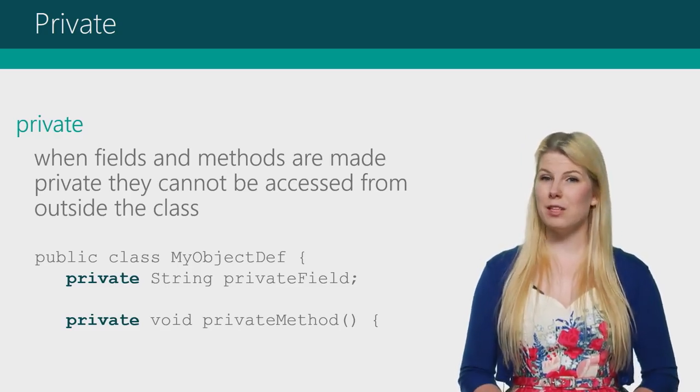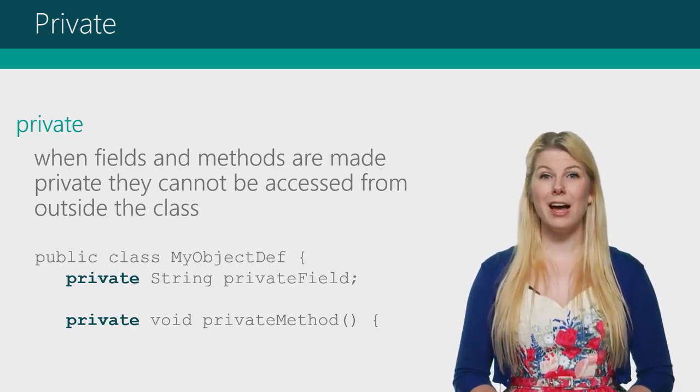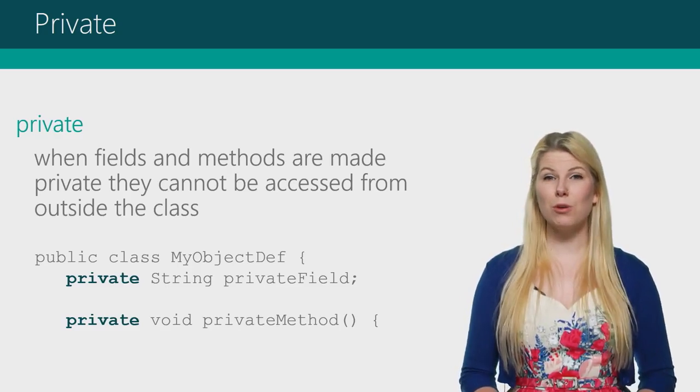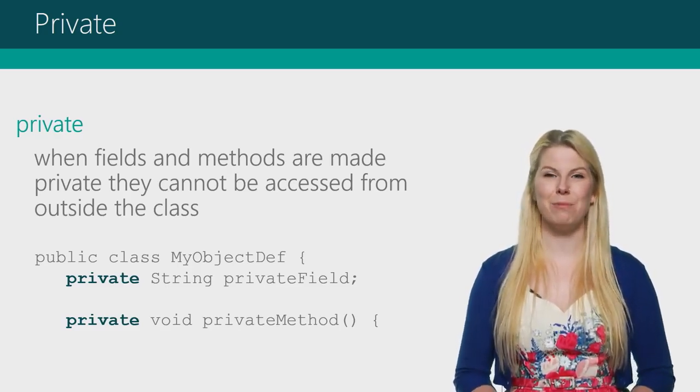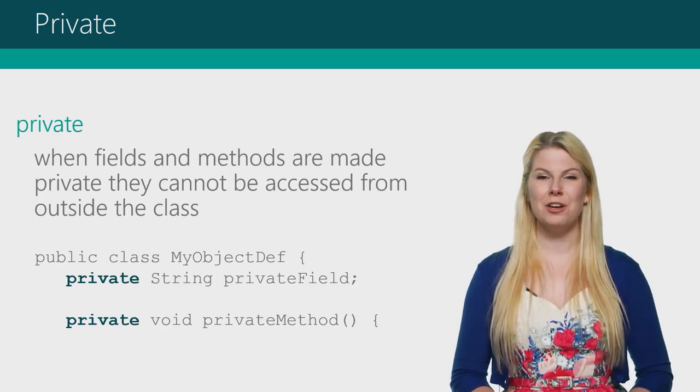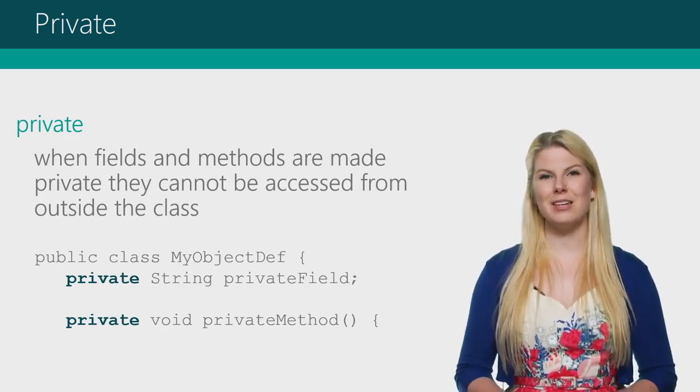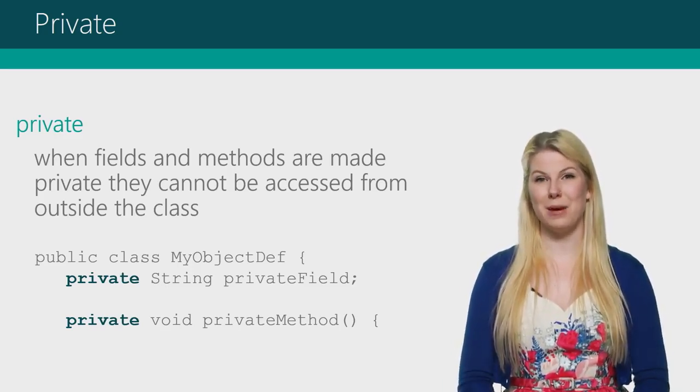If you haven't been using the public keyword up until now, Java actually defaults to public. So in order to make something private, you have to type out private to be absolutely sure that external code can't alter your fields or your methods.